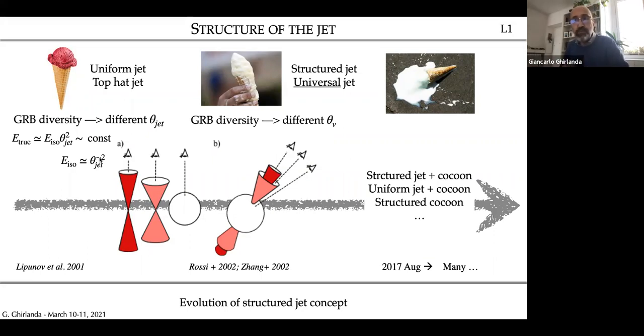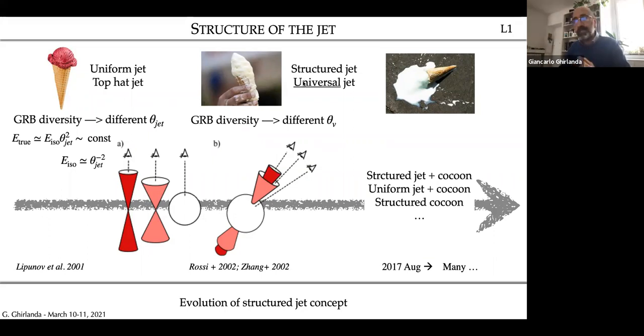Starting in 2002, or starting in 2001 to be precise, in this paper by Lipunov, people started to think about, instead of a very simplified uniform jet, a kind of structured jet, in which you can think about nesting different jets with different properties in terms of energy and bulk velocity, one within the other, co-aligned, with the same axis. And what comes out is the prototype of the so-called structured jet.